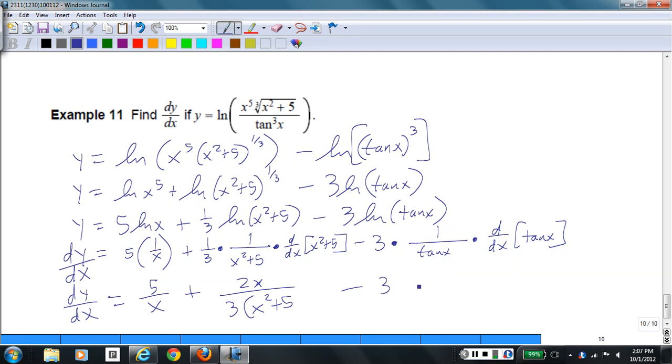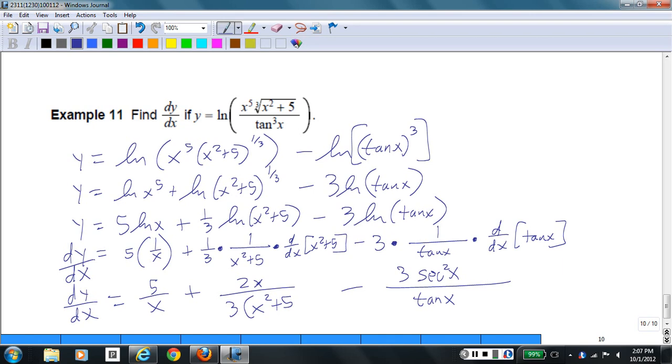3. I really would like the 3 to be a factor of the numerator. 3 times something with tangent x in the denominator. What's the derivative of tangent x? Secant squared x. And there are certainly alternate ways to write secant squared x over tangent x. I don't know if there's one that's obviously better, shorter, sweeter, clearer than secant squared x over tangent x.